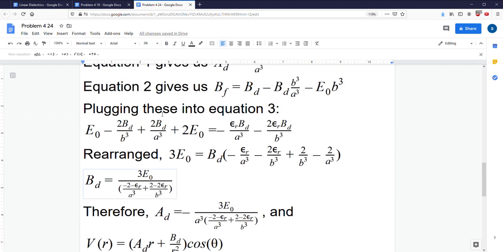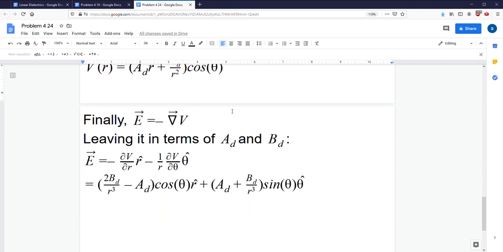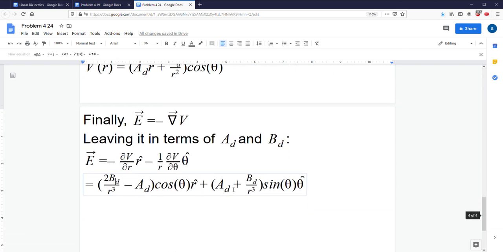Now that would be enough for us to find the potential inside the dielectric, but the problem asked what is the electric field inside the dielectric. So to find the electric field, we say the electric field is the negative gradient of potential. Using the gradient equation for spherical coordinates, the r component of electric field is given by this term right here. Notice I'm leaving it in terms of AD and BD. And the theta component of electric field is given by this formula right here.